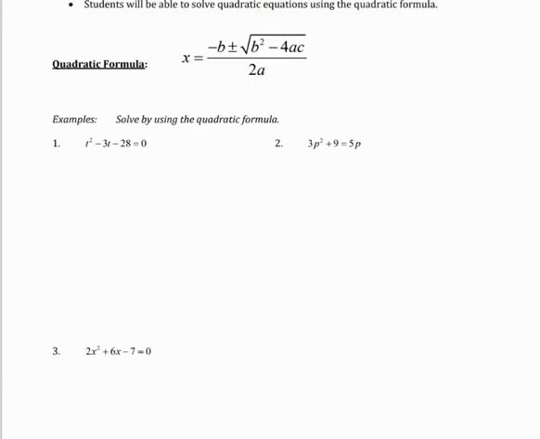So the quadratic formula, let's recall, is x equals negative b plus or minus the square root of b squared minus 4ac, all over 2a. And remember, this formula works once we're in standard form. So remember, your equation must be in standard form to figure out what a, b, and c are.